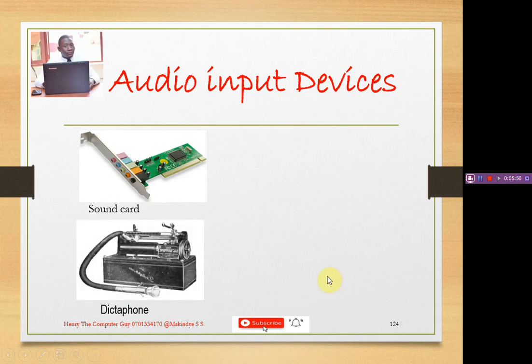Then we can come to what we call a dictaphone. This was used in earlier days, for example, to record someone's speech, and it can be played at a later time. They are not in existence now, but they were used in older days to record speech. And we have what we call a microphone.